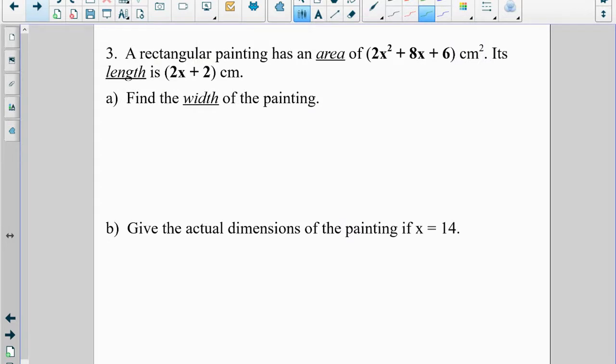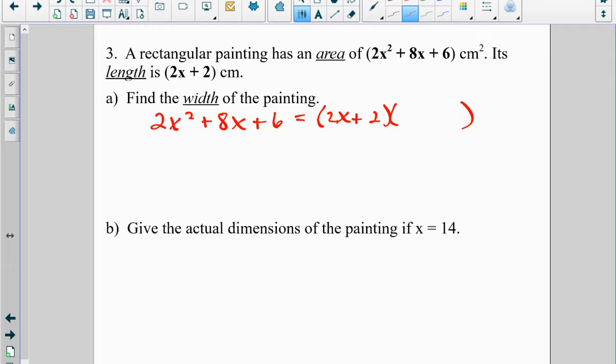All right, here's a third example where we're factoring polynomials. So a rectangular painting this time has an area of 2x squared plus 8x plus 6 centimeters squared. Again, they're giving us one of the sides. The length is 2x plus 2 centimeters, and they want us to find the width of the painting. So just like what we did on the last one, we can start by writing an equation showing that relationship between the area and the length times the width, which we don't know.